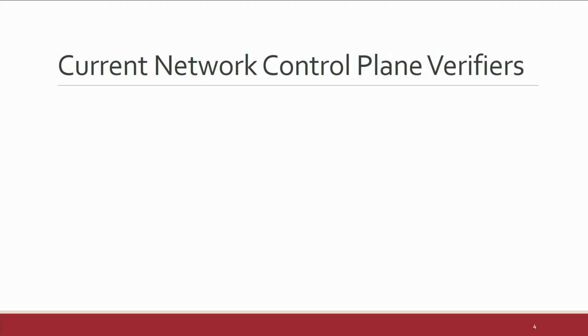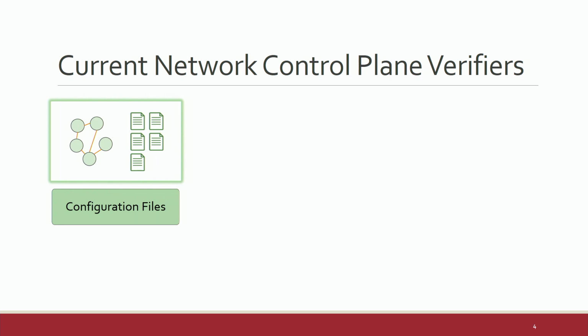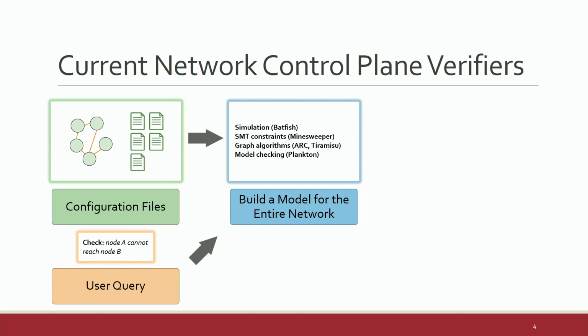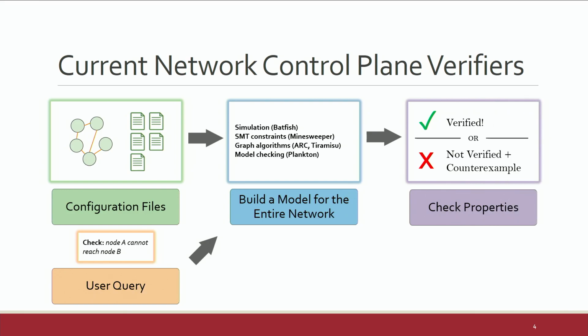So one way to remedy this problem is to verify with formal methods, and there have been various previous tools that attempt to do this. They usually do something similar to the following. First, they take configuration files defining what each router should do. They take a user query describing some property to check, and then they build a model of the network using these, and different tools will build the models with different approaches. And then they'll check the property, and either the property is verified and everything is good, or the tool finds a case where the property doesn't hold and returns a counterexample.